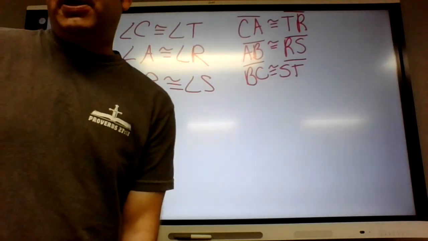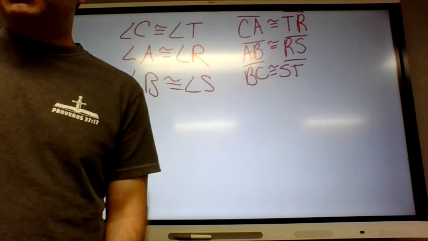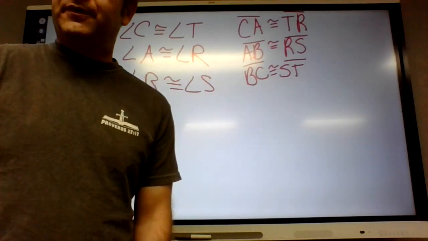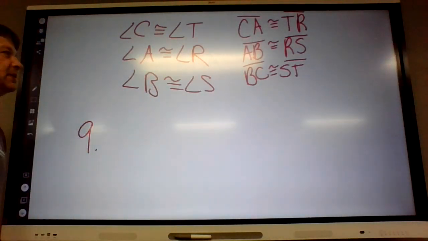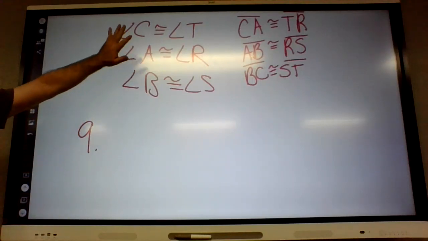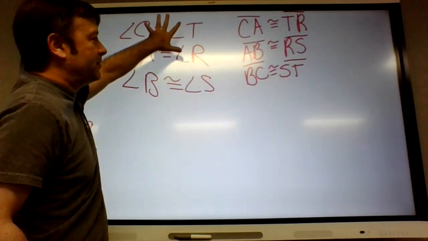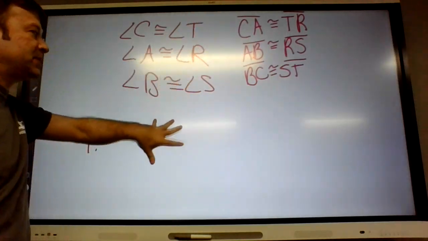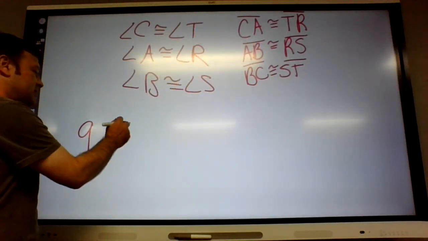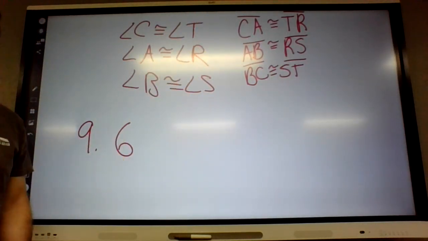Okay, on number 9, how many congruent statements are required to show that triangles are congruent using the definition of congruent triangles? So this kind of is referring back to number 7. By the definition of congruent triangles, all 6 of these should be congruent, so the answer is 6.